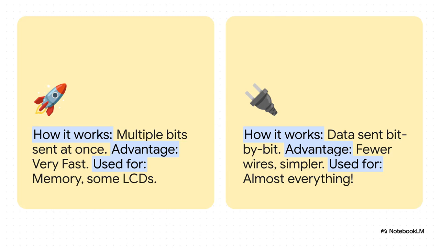Okay, so at the most basic level, there are really only two ways data gets sent around. You've got the old school way, parallel, where you send a whole bunch of bits at once over a ton of wires. It's fast, yeah, but it's also bulky and kind of complex. And then you have the modern champ, serial communication. It sends data one single bit at a time. It uses way fewer wires, it's simpler to manage, and that efficiency is exactly why it's the standard for pretty much everything we do now.